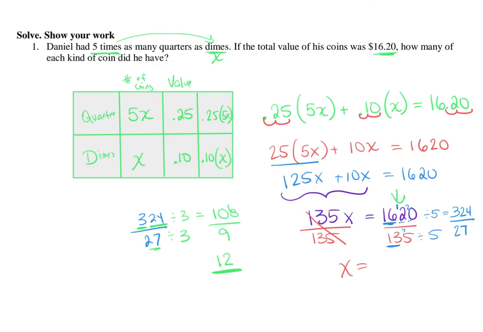What did I solve for if I solved for 12? I solved for x, which represents what? Dimes, right? So if I know that I have 12 dimes, how do I figure out how many quarters I have? Multiply by 5. So I have 60 quarters.